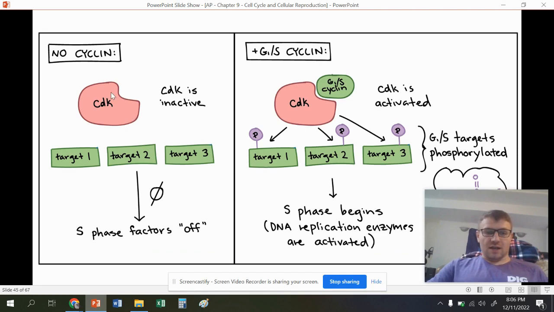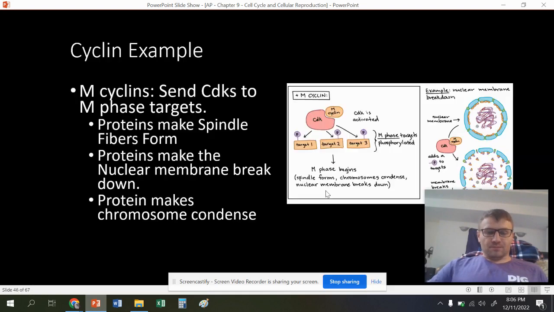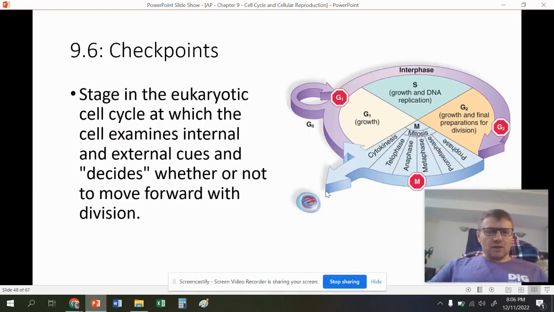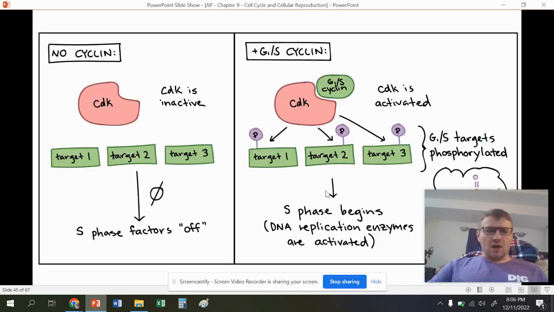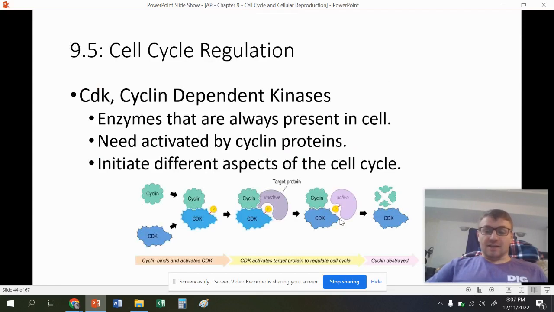So you can see here our CDKs, when there's no cyclin, it is not activated. However, when there is cyclin found within the cell cycle, it's going to bond to the CDKs, which again are going to phosphorylate different proteins, and this begins the different things that occur at each cycle. I'm not going to go over each one of these individually, but just understand the difference between CDKs and cyclins.